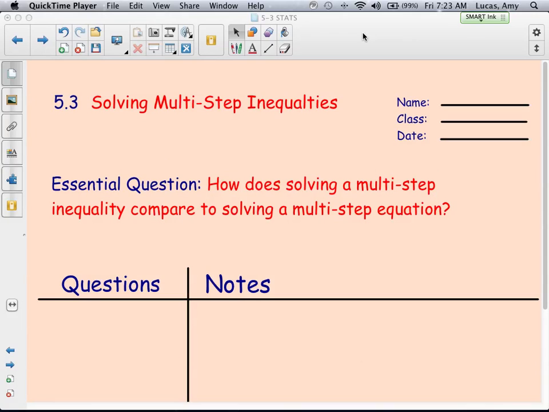Lesson 5.3, Solving Multi-Step Inequalities. This is day 2 for our lesson, and we do not have a new essential question. This essential question is the same as the one that we answered yesterday.